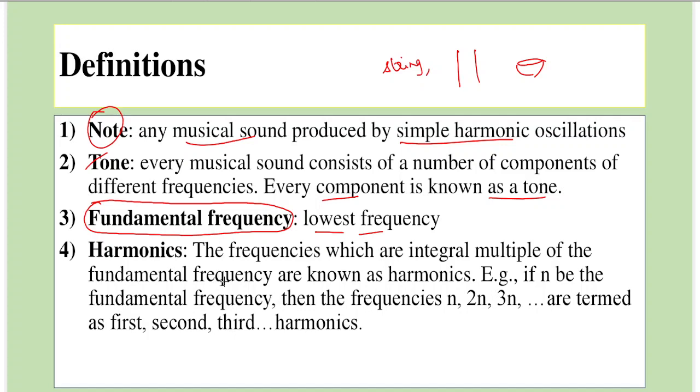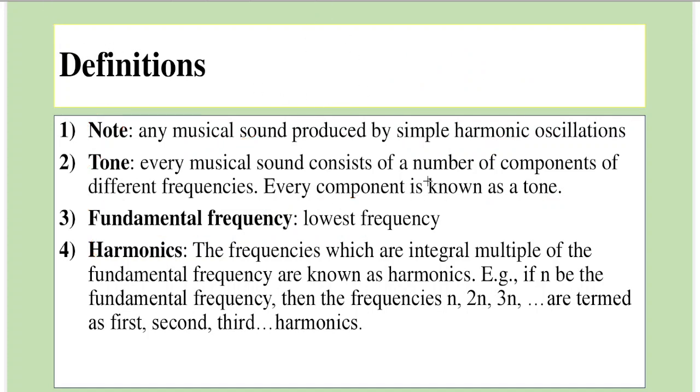Next definition is harmonics. The harmonics are integral multiples of the fundamental frequency. For example, assume that a music sound produces a number of frequencies like 20, 40, 60, etc. Out of these, the lowest frequency is 20. If you assume that it's in hertz, this 20 is the lowest frequency. This 40 is a multiple of 20. So we can write 40 is equal to 2 times 20. 60 hertz is 3 times 20. So this 40 hertz, 60 hertz is a multiple of the fundamental frequency. These frequencies are called harmonics.